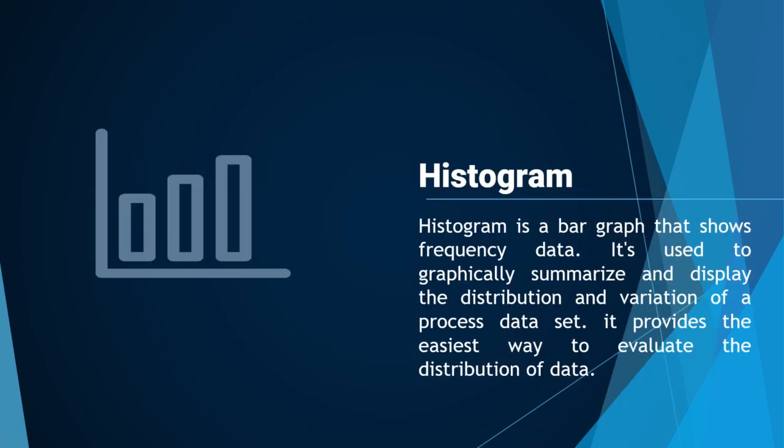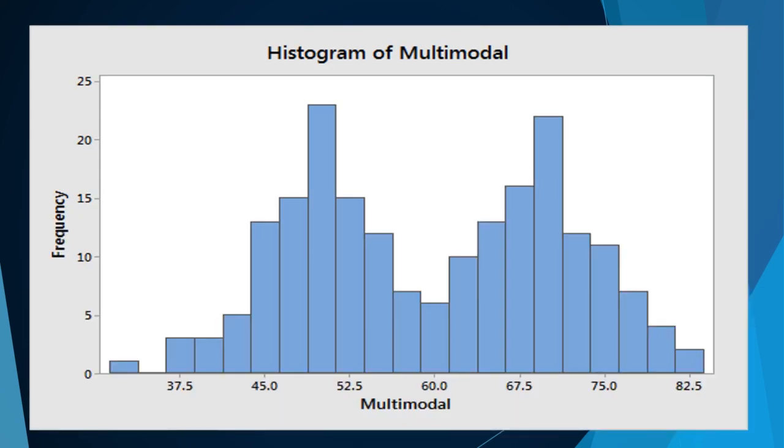Second one is the histogram. It is one of the most commonly used tools for showing frequency distribution, or how often each different value in a set of data occurs. It's a bar graph that shows the frequency of data, and it is used to graphically summarize and display the distribution and variation of the process data set. Here is an example of the histogram.